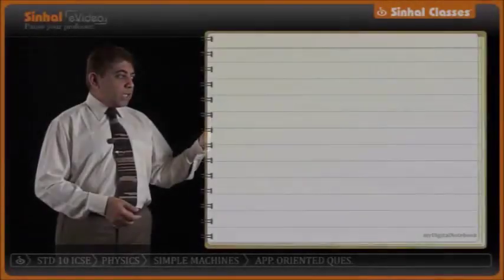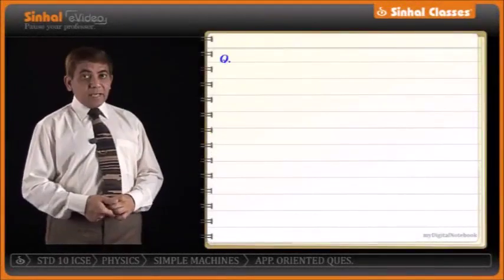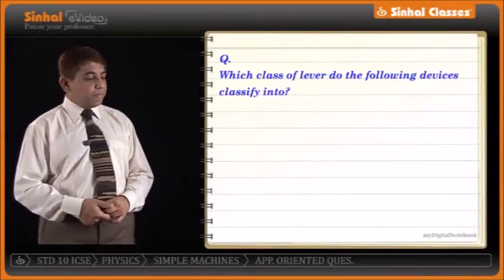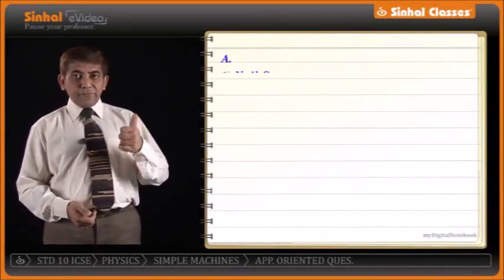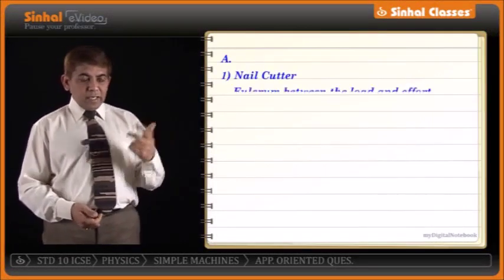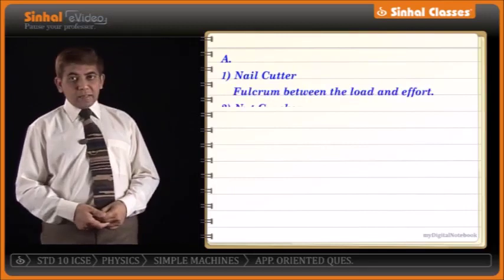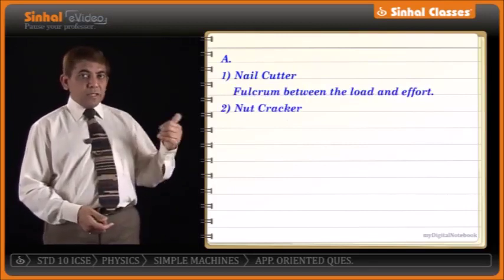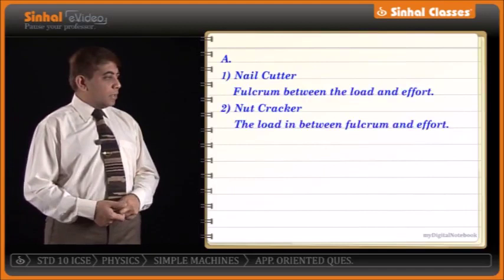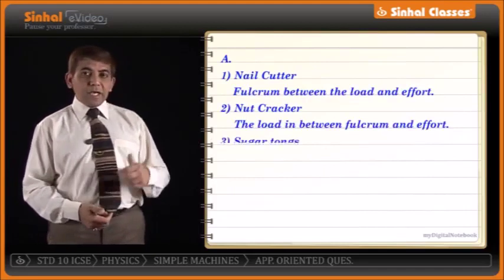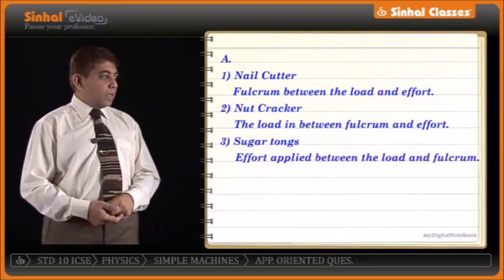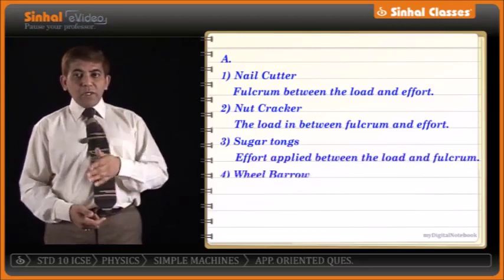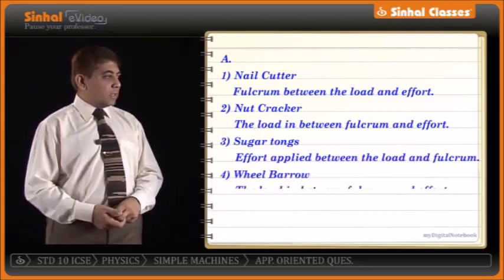Next one. Which class of levers do the following devices classify into? First one, nail cutter. In a nail cutter, we have the fulcrum between the load and effort. Nutcracker, the load in between fulcrum and effort. Sugar tongs, we have the effort applied between the load and fulcrum. Wheelbarrow, the load in between fulcrum and effort.